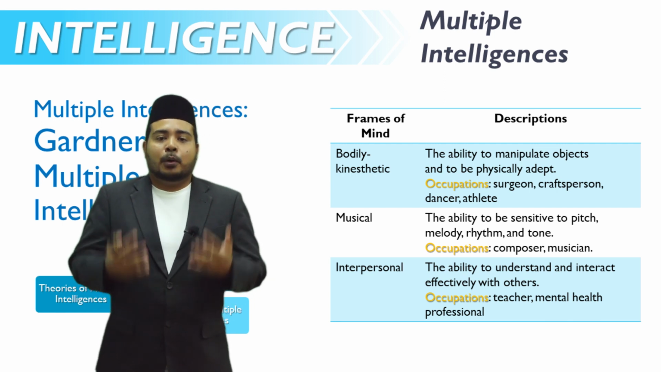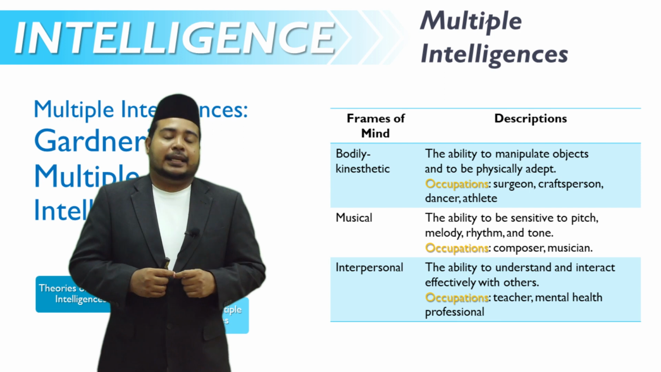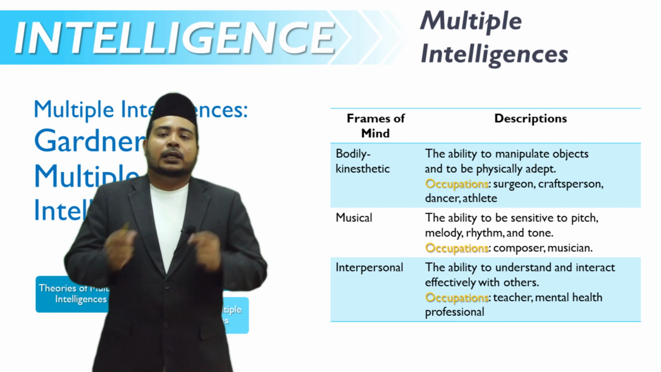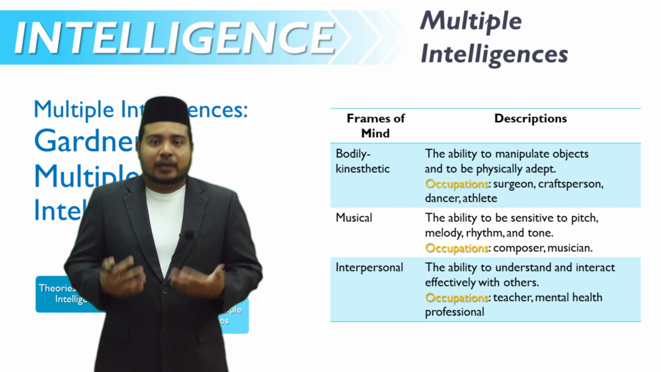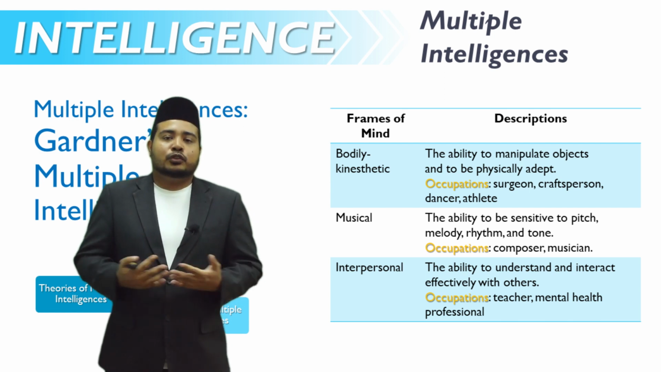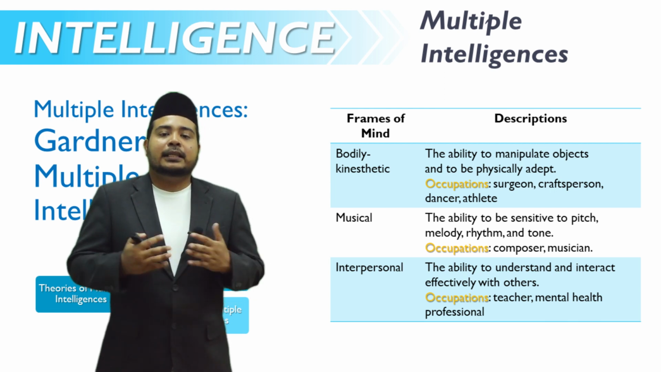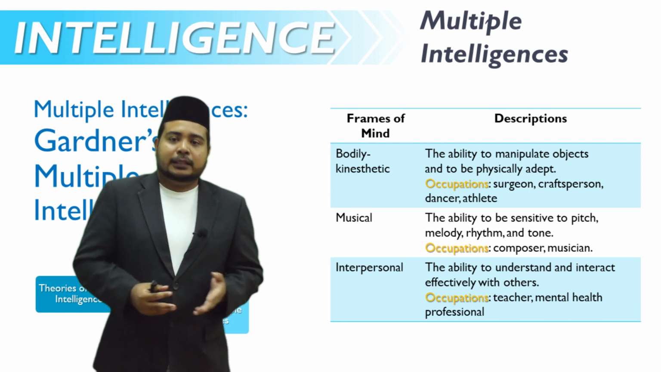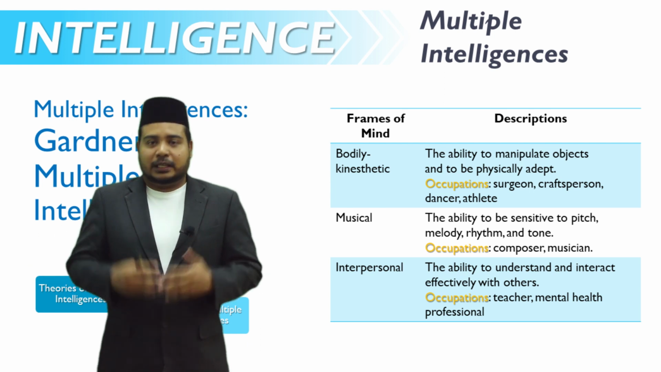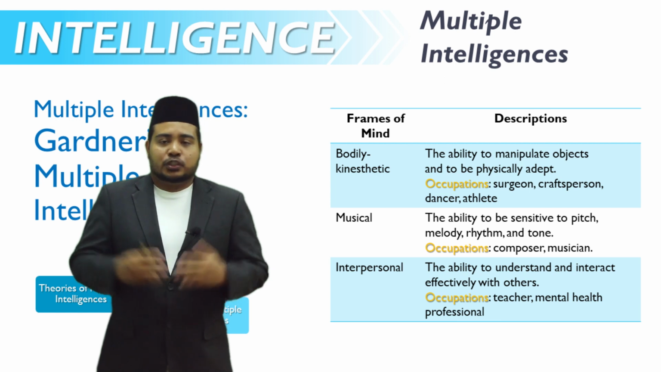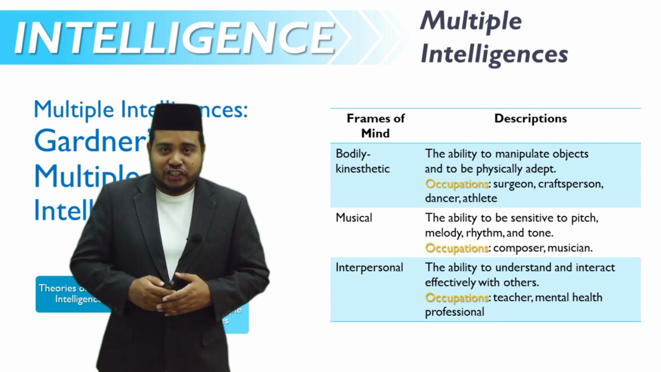People who have bodily kinesthetic intelligence. And there are people who have musical intelligence. People who have the ability to be sensitive towards speech, melody, rhythm, and tone. And obviously, people who have this ability are suitable to become composers or musicians. Another type of multiple intelligence is interpersonal intelligence, the ability to understand and interact effectively with other people. People who have high interpersonal skills are suitable to work as teachers or mental health professionals.